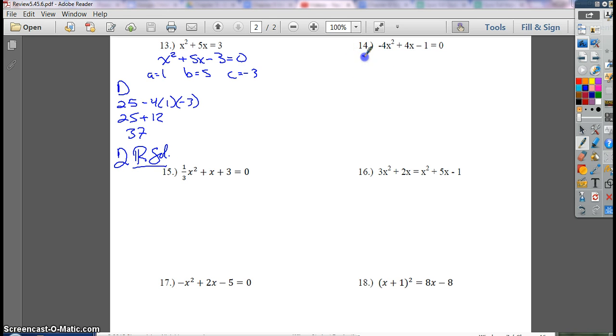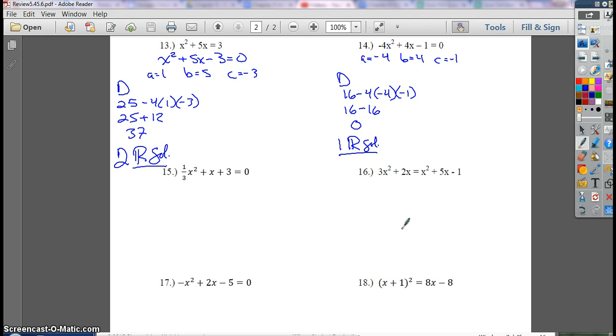Over here in 14, A is negative 4, B is positive 4, C is negative 1. So if I do my discriminant here, I'll get 4 squared is 16 minus 4 times A times C. So this is 16 minus 16, which is 0. So this will have 1 real solution if my discriminant is 0.